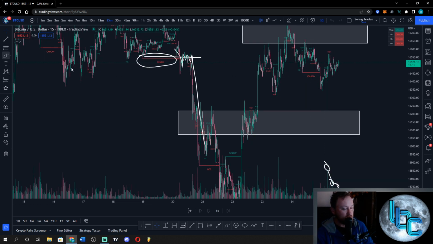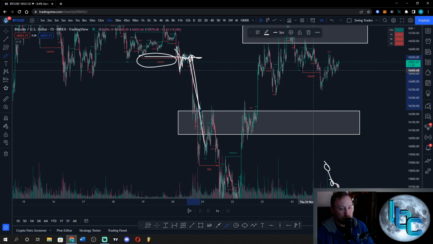And this change of character, this one over here, is a red change of character. It doesn't have the plus sign, and the plus sign means it's a strong change of character, or CHoCH as some people call it. But this one wasn't even a strong change of character. So when we broke through here, we created that change of character. We came up, we consolidated on that change of character, and then we dropped.